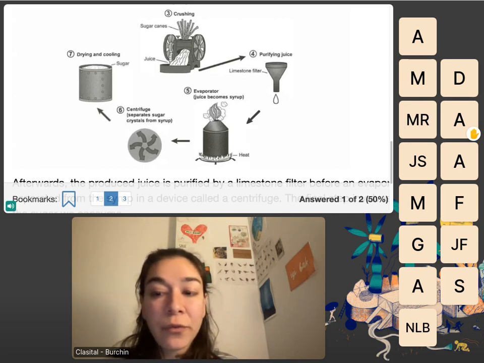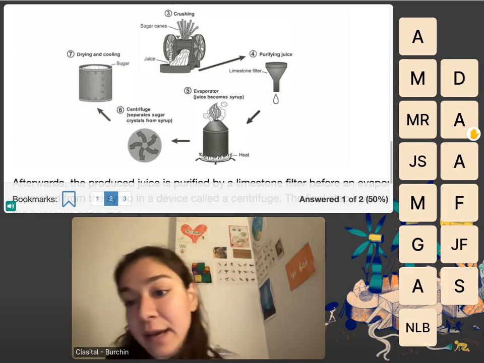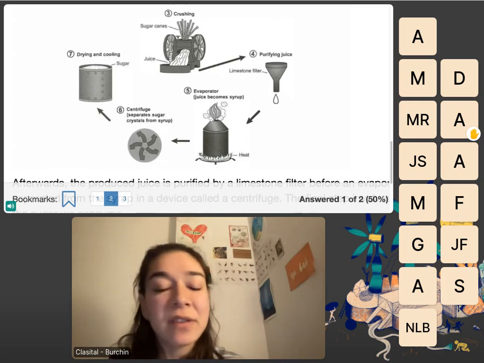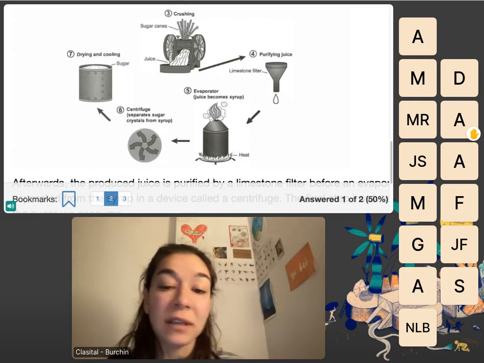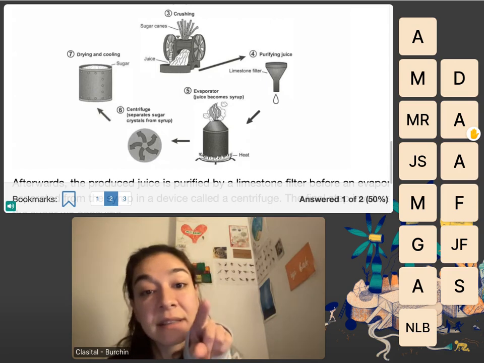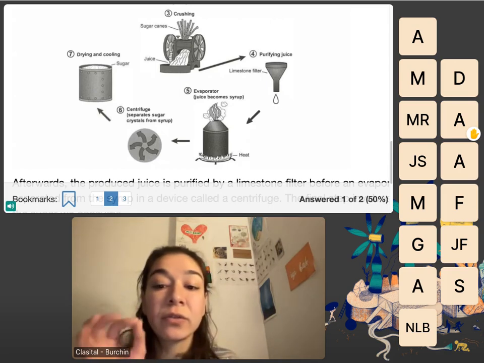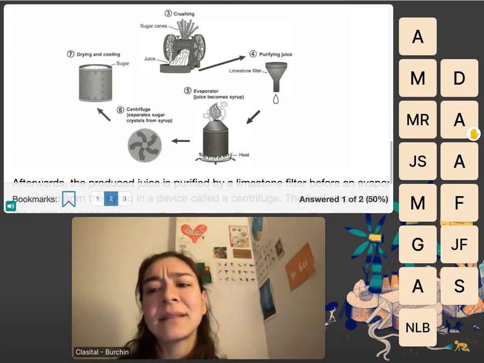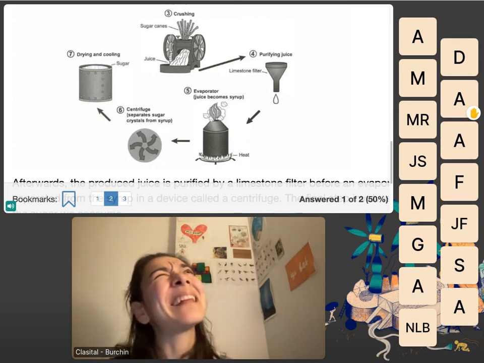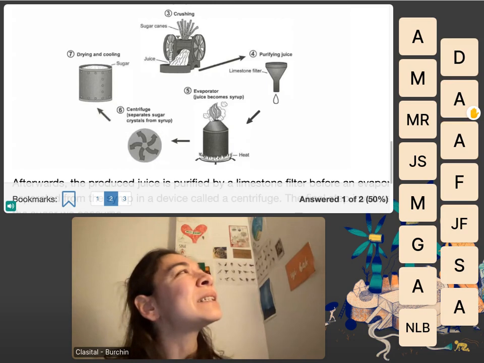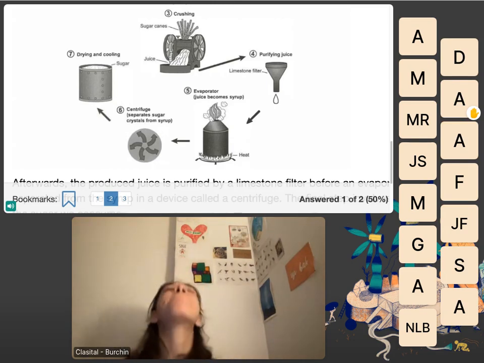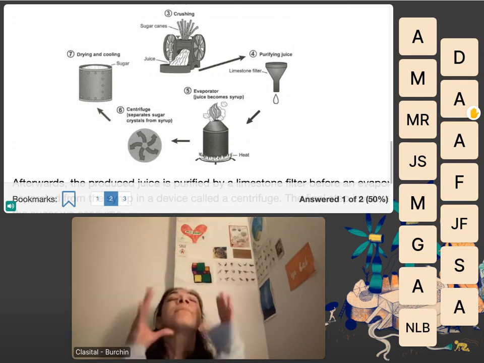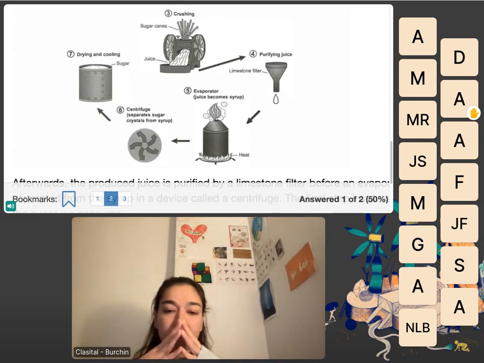Where the juice is converted into a thick syrupy material. We don't know if it is thick or thin. Don't use it. It is not given information. Use just the given information. Material. In the second last step.